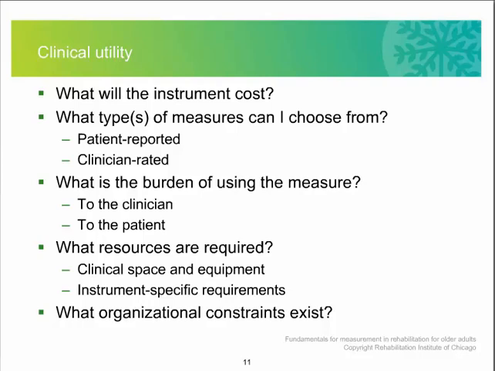Administrative burden is also related to the type of instrument used. Patient-rated instruments are questionnaires that can be administered with little or no burden on the clinician, whereas clinician-rated instruments require the clinician to administer, score, and interpret the measurement.